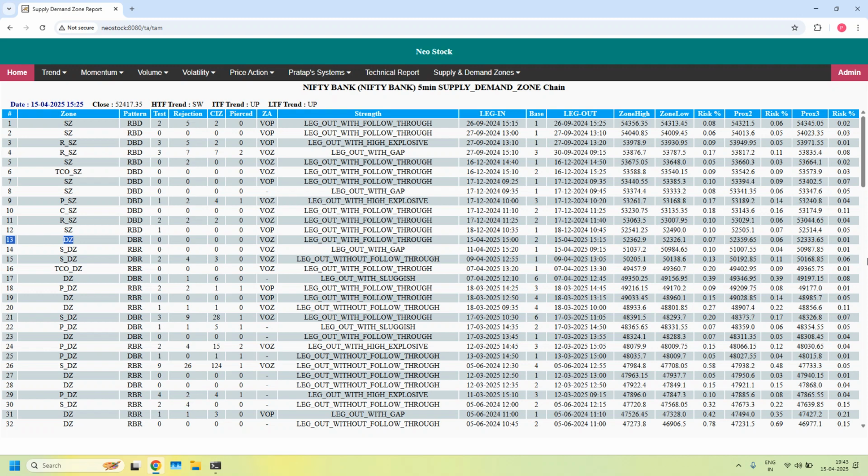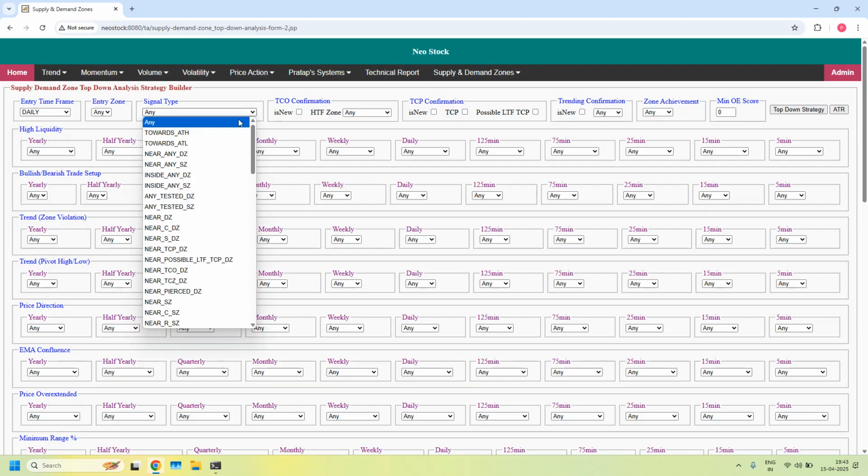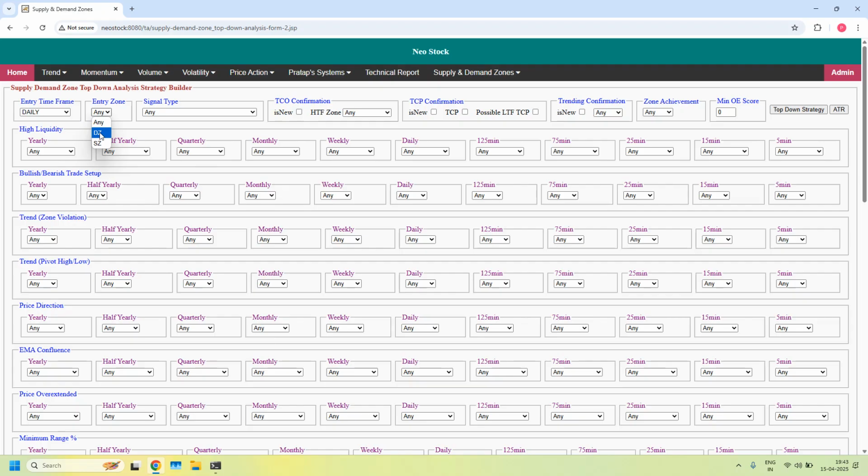Next, we will generate bullish and bearish trade setups for monthly, weekly, daily and hourly income trades. Starting with monthly income trade bullish trade setup. Entry time frame is daily. Entry zone, demand zone, bullish or bearish at daily.